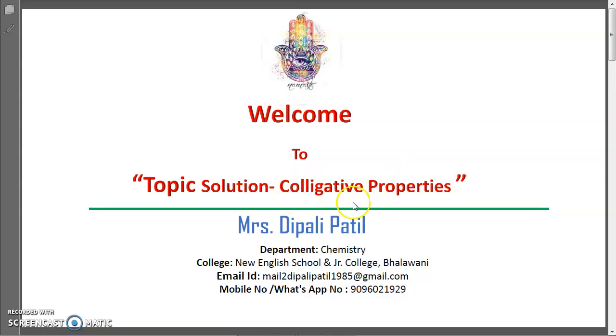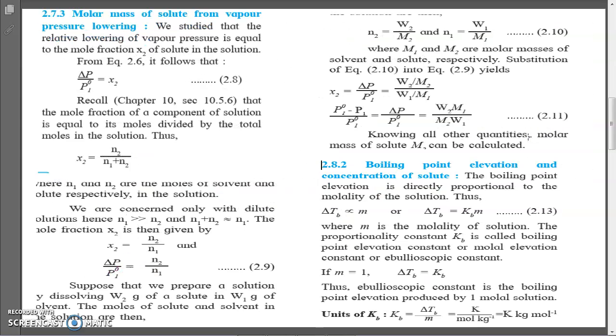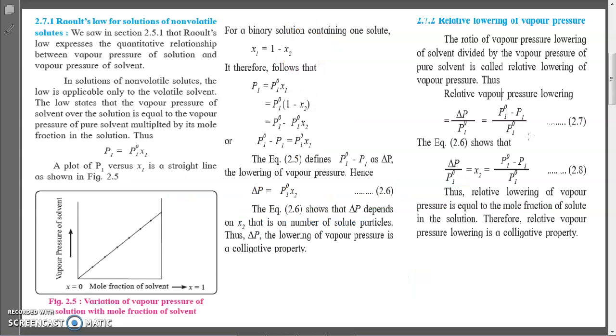In that solution topic, we are dealing with now the topic colligative property. Colligative means collected together. There are four main colligative properties. First is the lowering of the vapor pressure. Second is the elevation in the boiling point, third is the depression in the freezing point, and fourth is osmosis. These four properties we can see one by one.